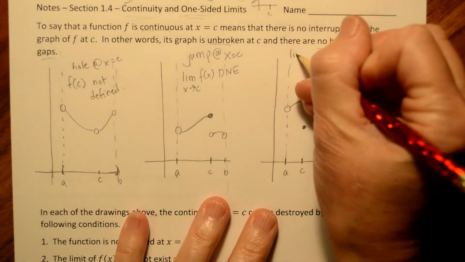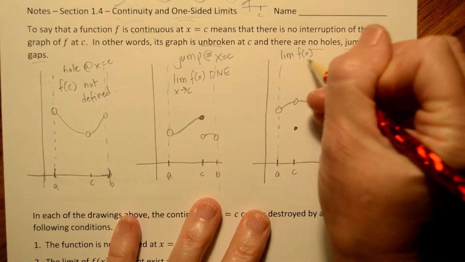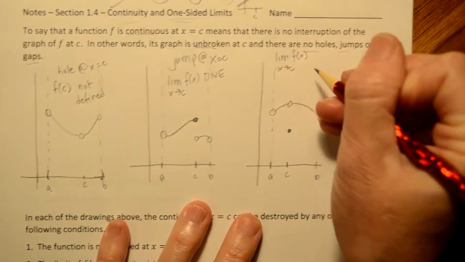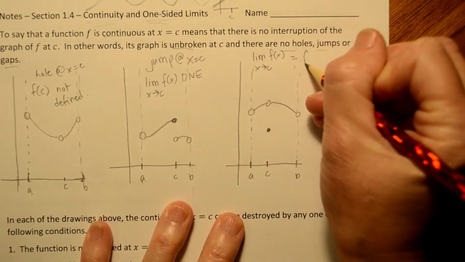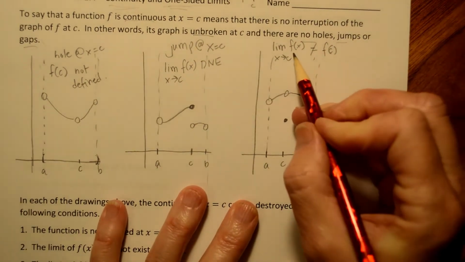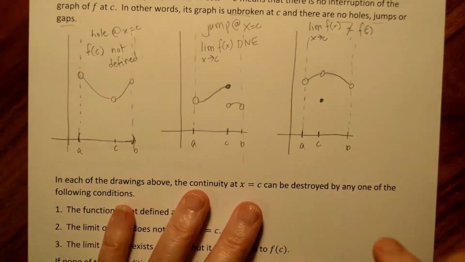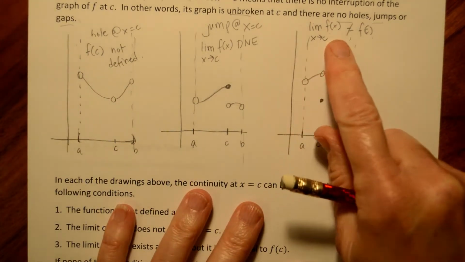So here we could say the third way is that the limit of the function f of x as x approaches C is not the same as the value at C. Right? So the limit and the value of the function don't match. So here it's just not defined at all. Here it is defined, but it's not defined to be the limit.